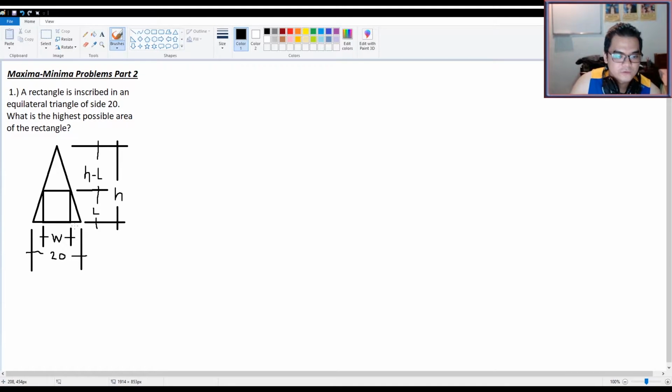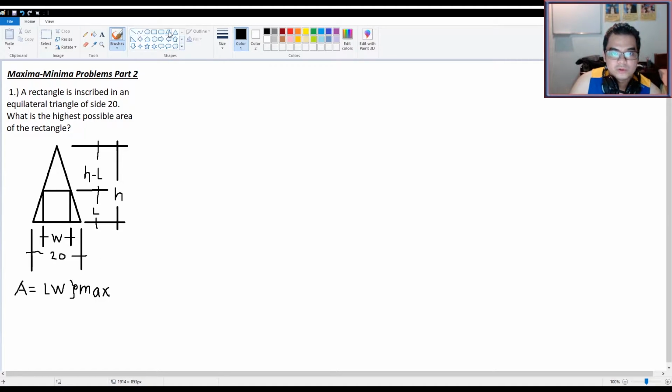We can now write the area of the rectangle. The area of the rectangle is just length times width. Remember that what is asked is the highest possible area of the rectangle. Therefore, this formula we have to maximize. I'll just put here max.